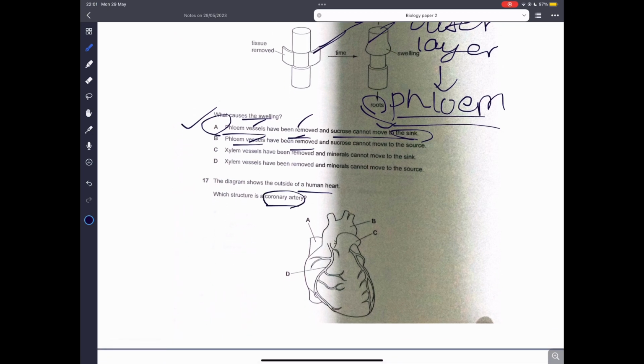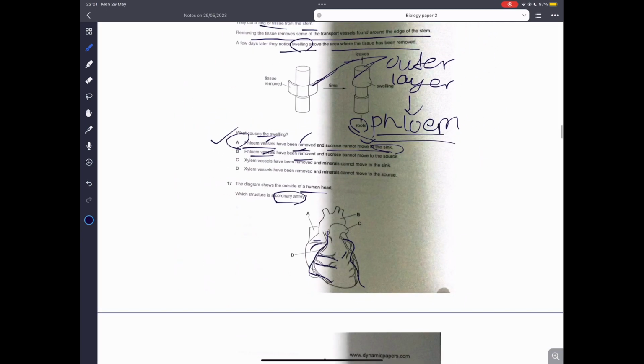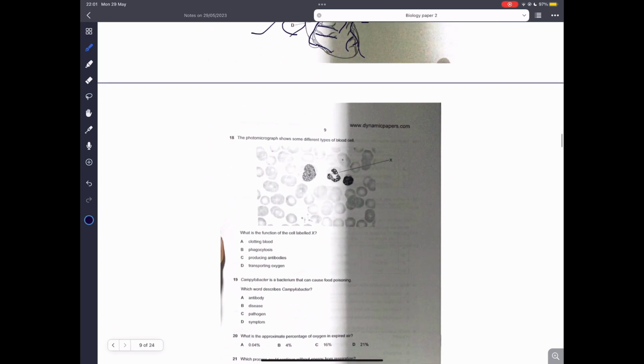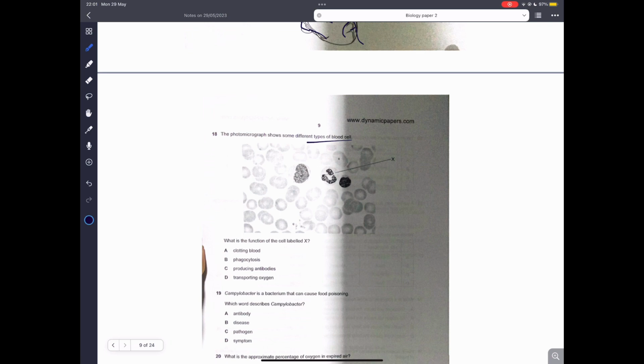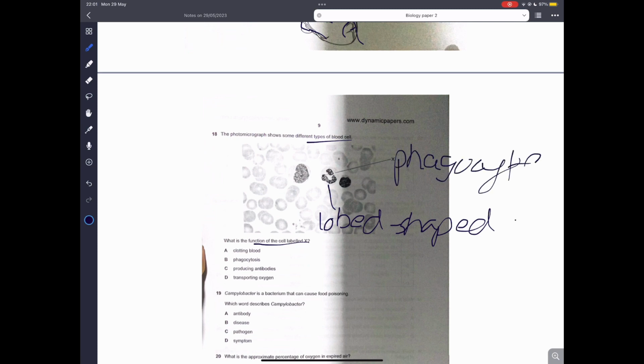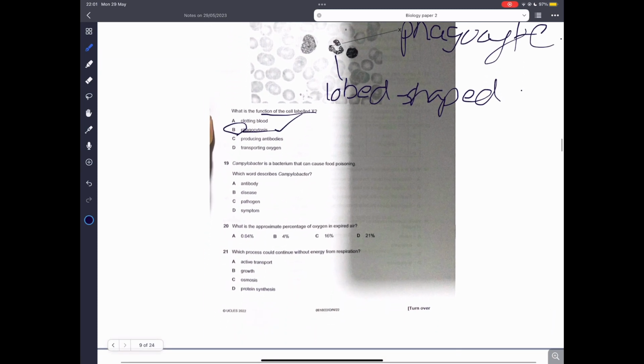The diagram shows the outside of the human heart. Which structure is the coronary arteries? You can see the coronary arteries very clearly visible here on the diagram, so D is the correct answer. 18. The photomicrograph shows some different types of white blood cell. What is the function of cell label X? Now, you can see the lobe-shaped structure like cell, and this means that this is a phagocyte. And phagocytes undergo phagocytosis. So B is the correct answer.